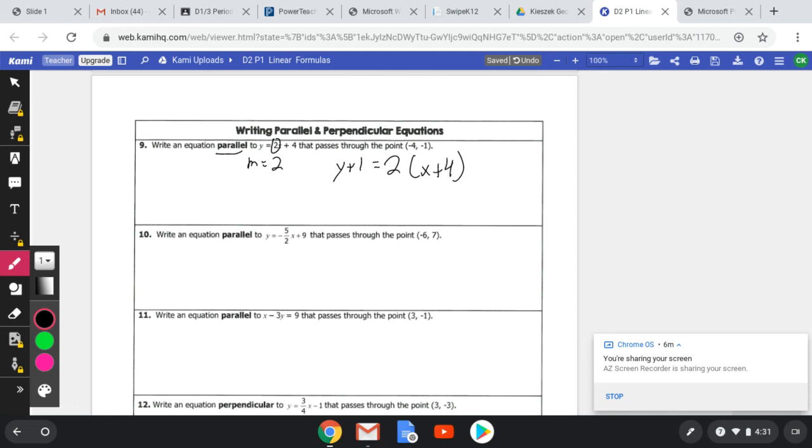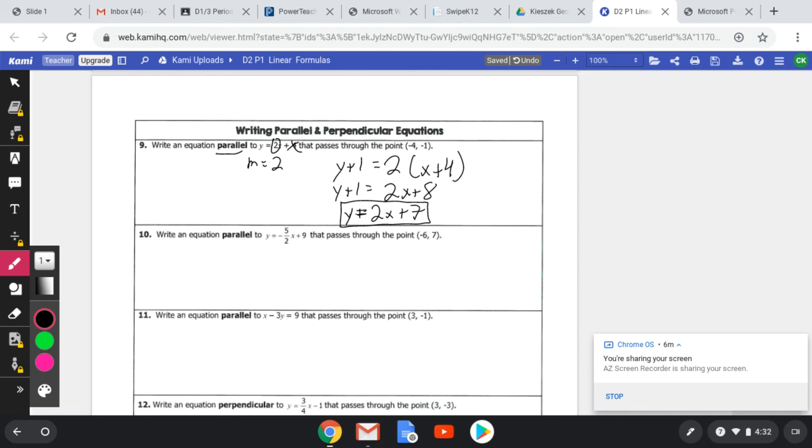Go about distributing: y plus 1 equals 2x plus 8. Subtract 1, so y equals 2x plus 7. And there you go, you're done. If you remember from the last 2 years when you've done this, the positive 4 right here means nothing. Don't really care about that, don't utilize it for the math.